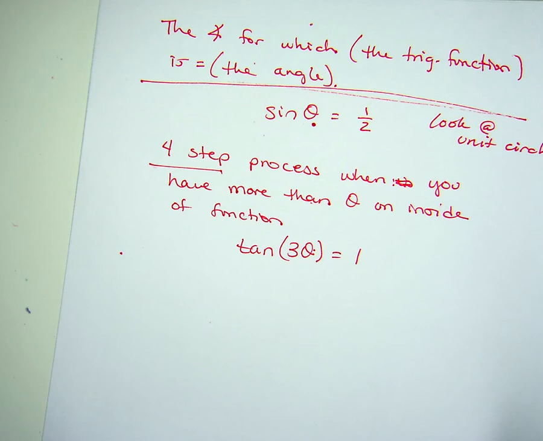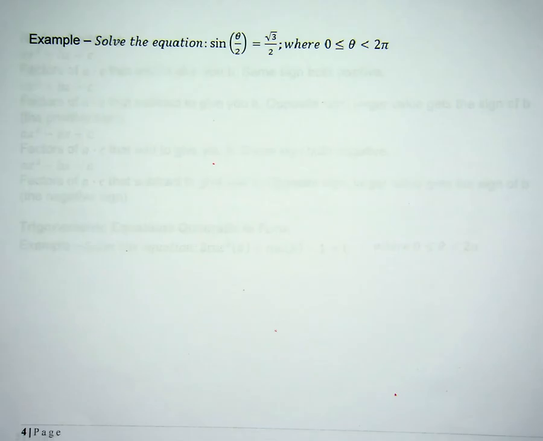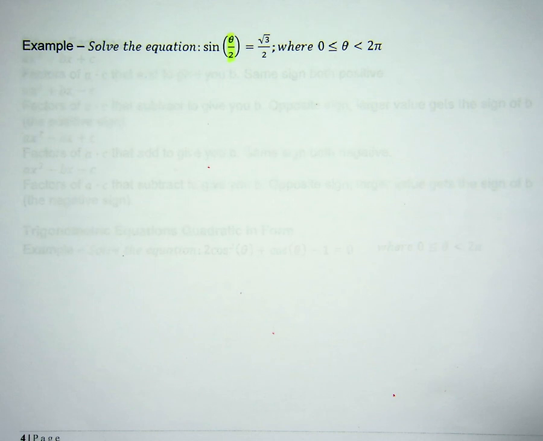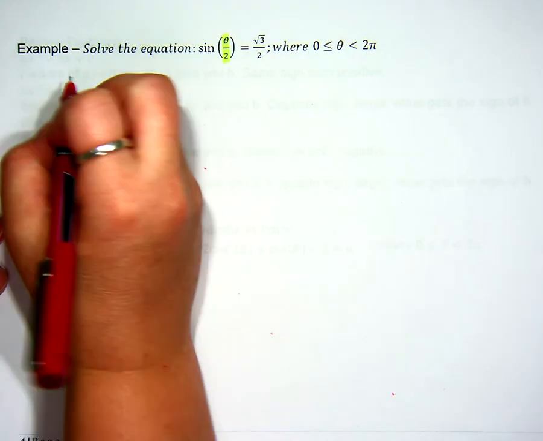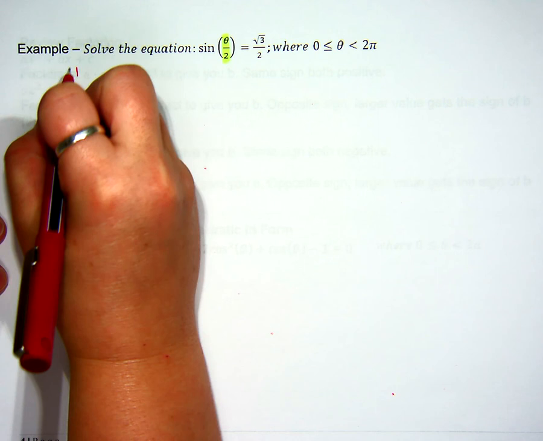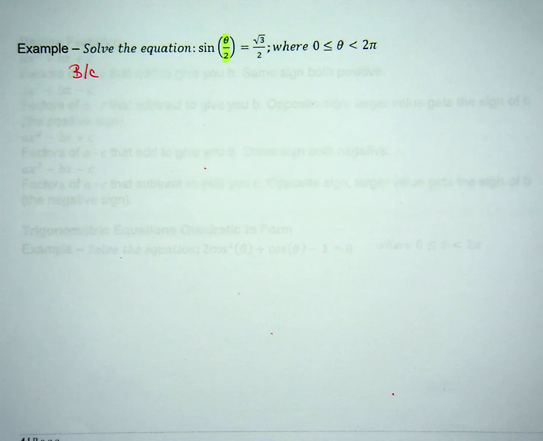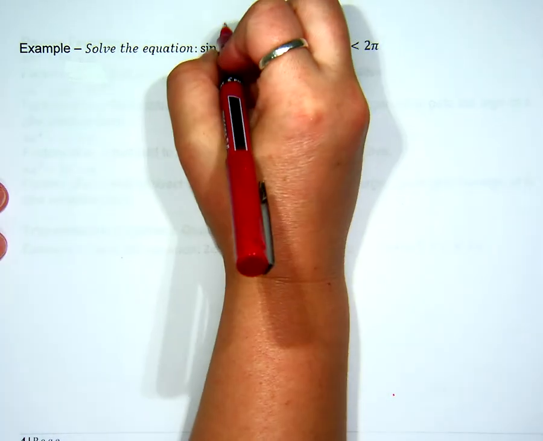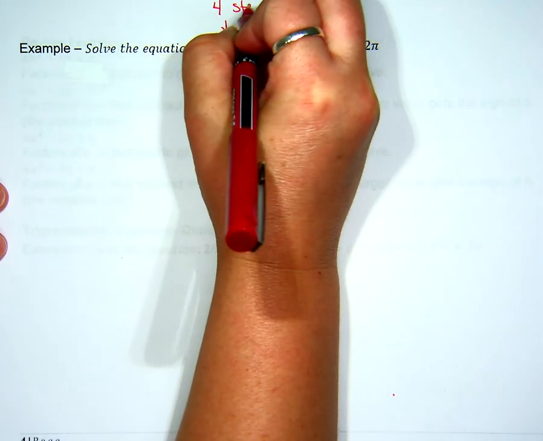Okay, let's look at another example so you can see which one you're going to use. Here's one. Well, let's look on the inside. Sine of theta over 2. Is theta over 2 more than just theta? Absolutely. So am I going to make this statement, or am I going to do the 4-step process? Because I have theta over 2, which is more than just theta, I'm going to have to do the 4-step process. So, 4-step process for this one.